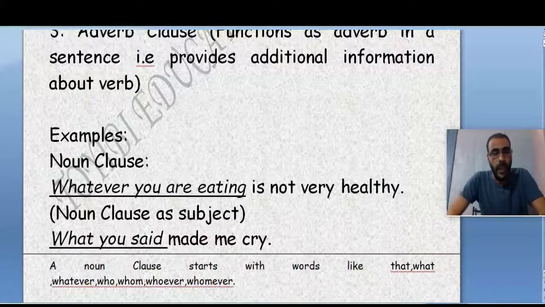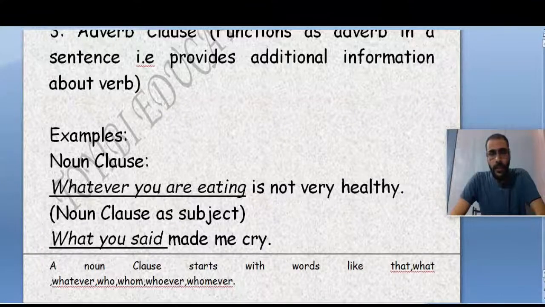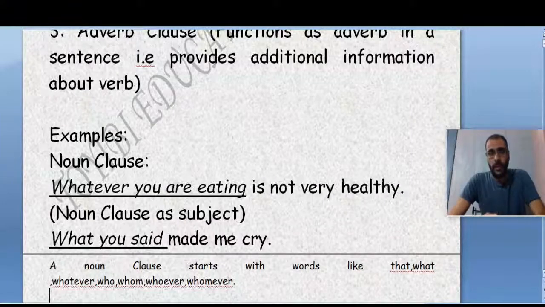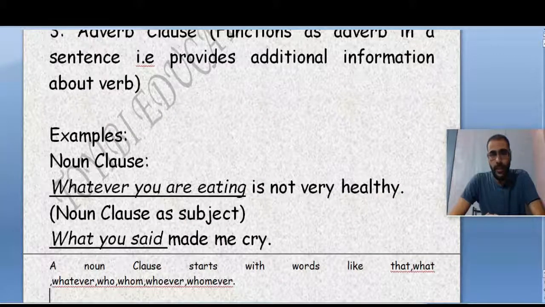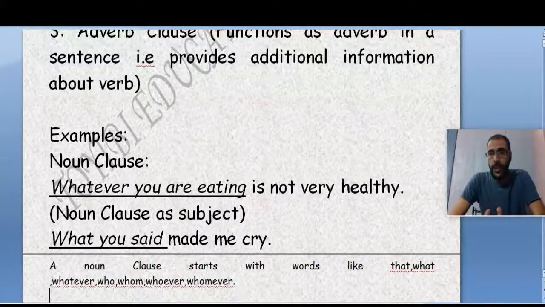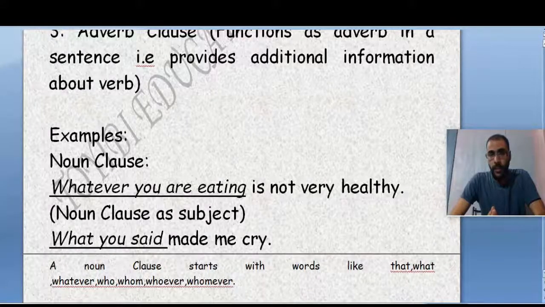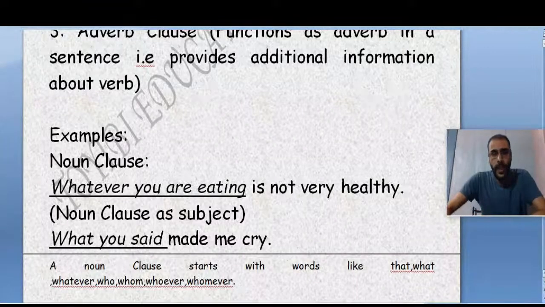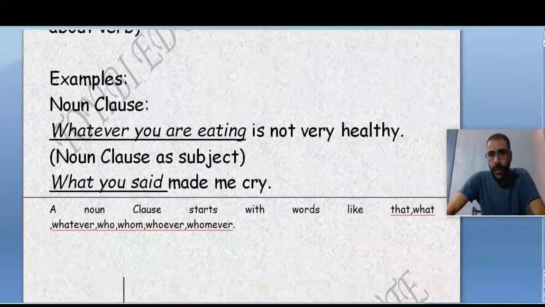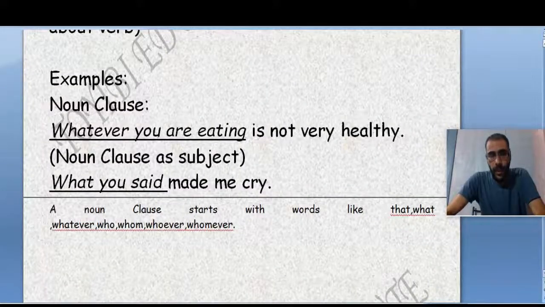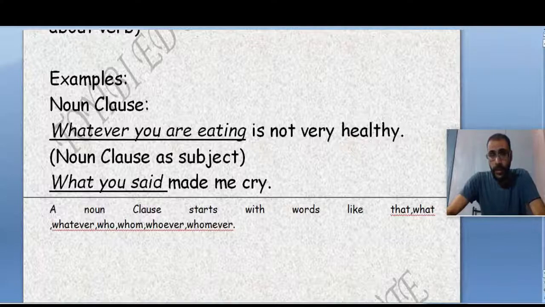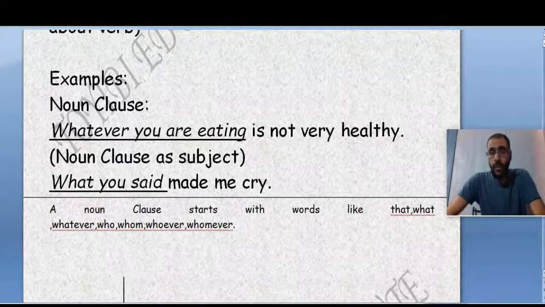Here's the example. Noun clause: whatever you're eating is not very healthy. जो भी आप खा रहे हो वो I'm sure is not very healthy. Here the noun clause is a subject. हम किसी चीज़ के बारे में बात कर रहे हैं which is not very healthy, जो कोई बंदा खा रहा है. What you said made me cry. जो भी आपने कहा उससे मुझे रोना आ गया. कोई ऐसी बात हो रही है, किसी ऐसी चीज़ का जिक्र हो रहा है जिससे किसी शख्स को रोना आ गया.